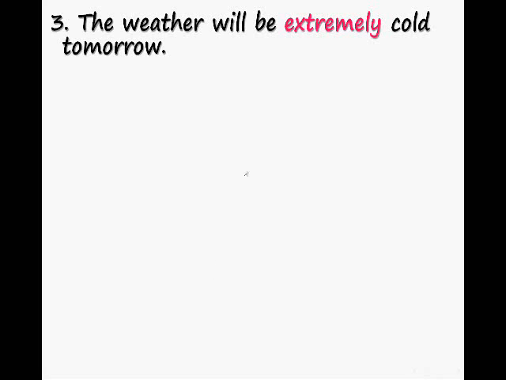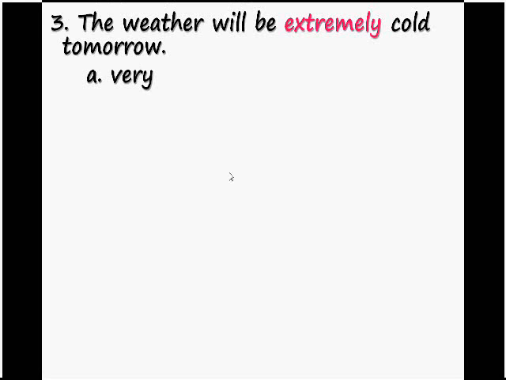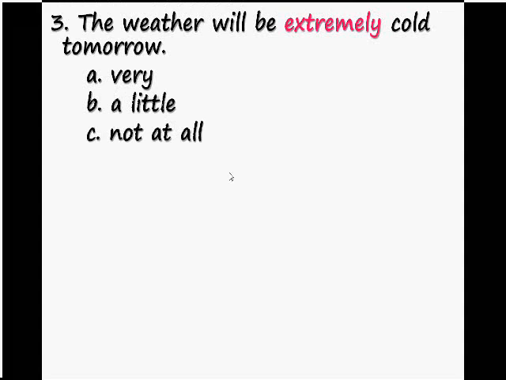Let's have a look at another sentence. The weather will be extremely cold tomorrow. Again, we have to look at the meaning of the word extremely. Okay? So we have A, very, B, a little, C, not at all. Of course, extremely. Now, what do we mean by the weather will be extremely cold tomorrow?